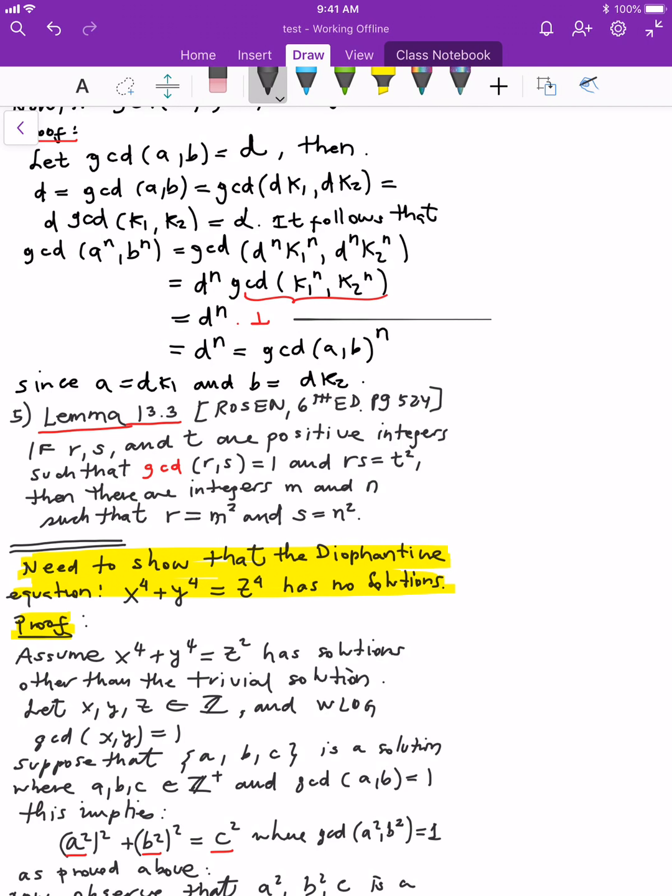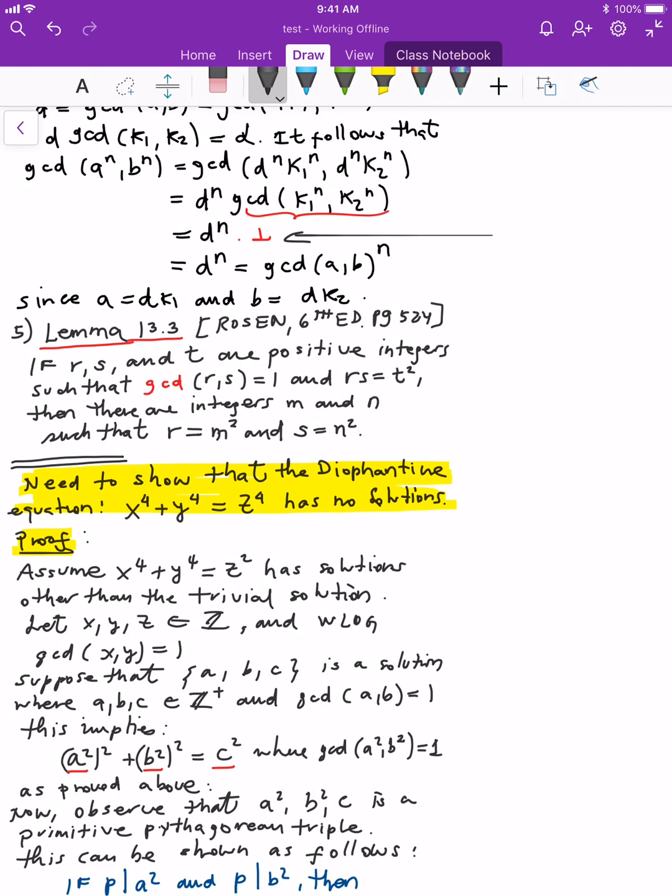And this is 1 basically because a is equal to d times k1 and b is equal to d times k2. Lemma 13.3, and this is located in Rosen, 6th edition, page 524. If r, s, and t are positive integers such that GCD of r and s is equal to 1 and rs is equal to t squared, then there are integers m and n such that r is a perfect square, m squared, and s equals n squared.